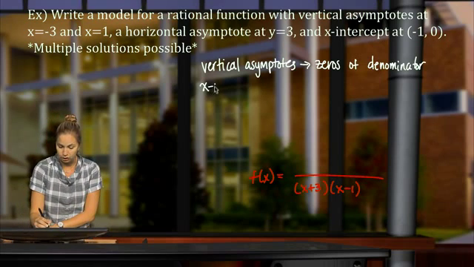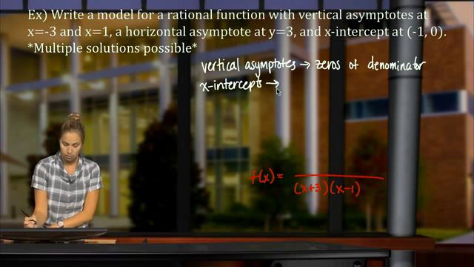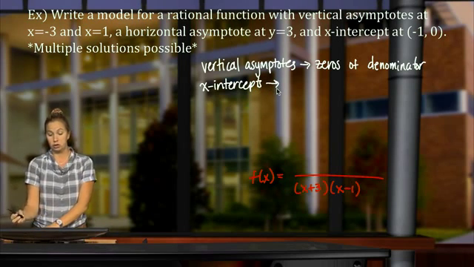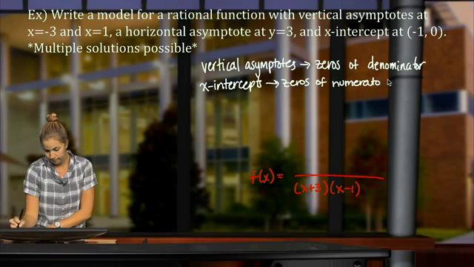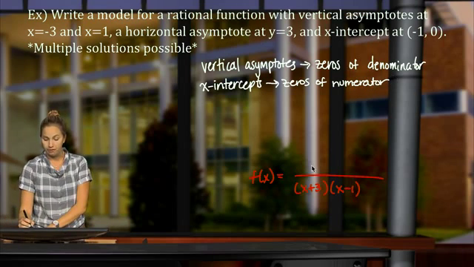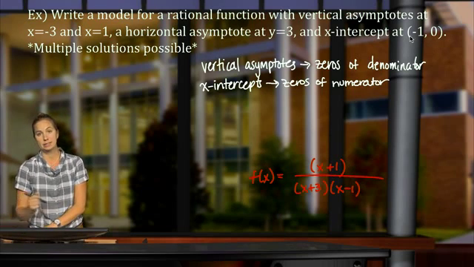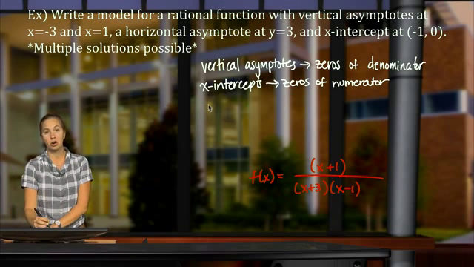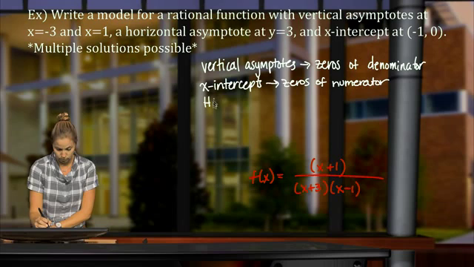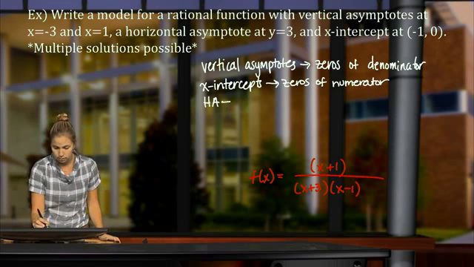What about your x-intercepts? Those we figured out were the zeros of your numerator. So I know that I'm going to end up with a factor of x plus 1 in my numerator, since my x-intercept was -1. And now we're also given our horizontal asymptotes. Now our horizontal asymptote is going to tell us about the degrees.